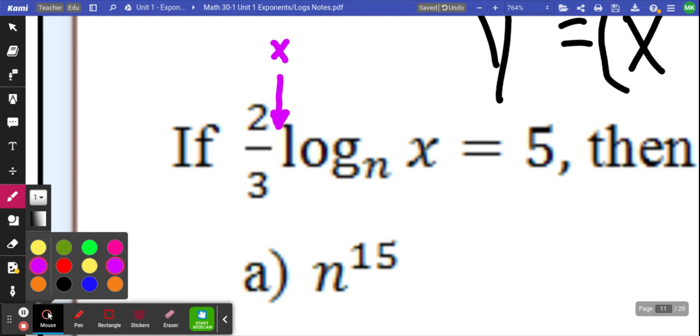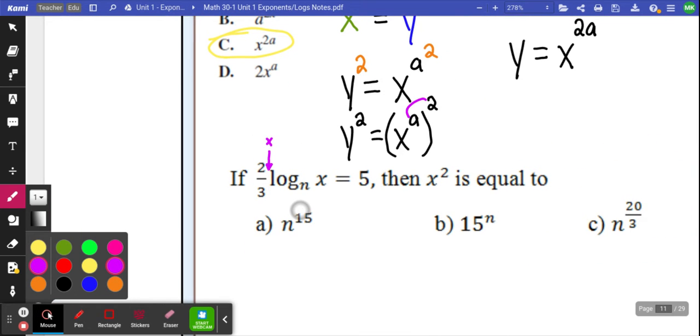If there's nothing in between numbers and letters or numbers and logs, it means multiplication. Good. So this is 2 over 3 times log n of x equals 5. They ask me what x squared is equal to. I have no idea. But I look at my question. I realize it's a log question. And I'm going to apply the only strategy I know, which is turn it into a power.